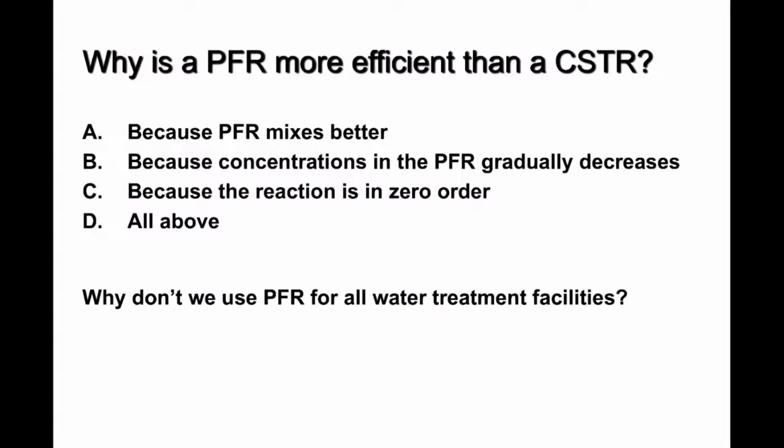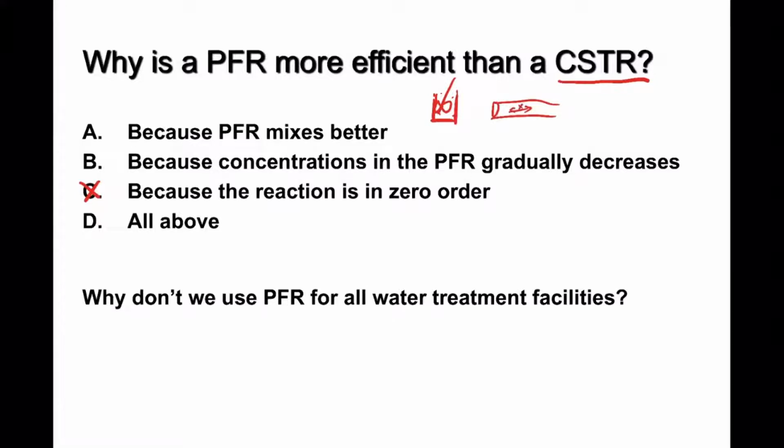Okay, so as I said, we can remove a few options. We mentioned that this reaction is first order, so we should remove C. Also, if you consider the CSTR, it is completely mixed. You have a tank, you have a stirrer here, and it's mixed everywhere. For the PFR, in terms of mixing, there's no mixing along the flow direction, but there's complete mixing across the flow direction. So in terms of mixing, we should say that the CSTR actually mixes better. It's well mixed everywhere.